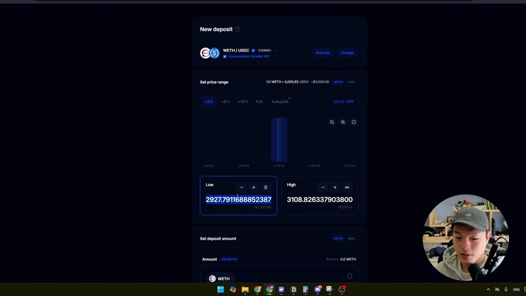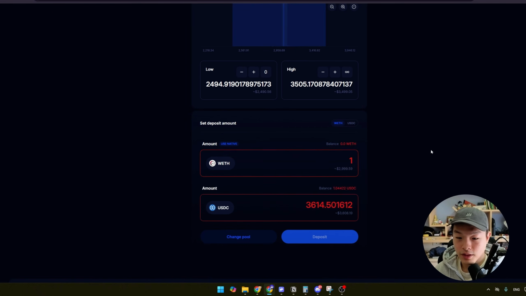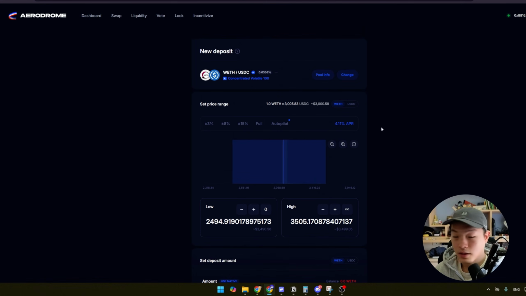You just set your range here. Let's say you go with a tight range liquidity. It is going to show you the ratio of deposit, right? Let's say I want to put in 1 ETH, then I would actually need to swap this amount of USDC here to actually pair with my 1 ETH. And again, I don't really recommend a tight range liquidity, especially for beginners and you don't know what you're doing. Most tight range liquidity providers end up losing money over time.